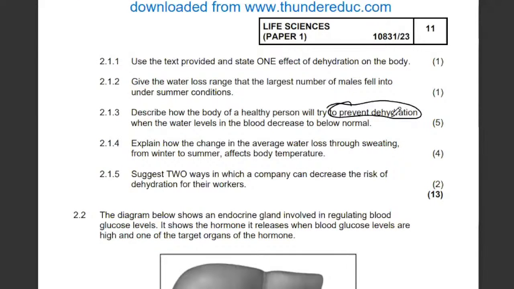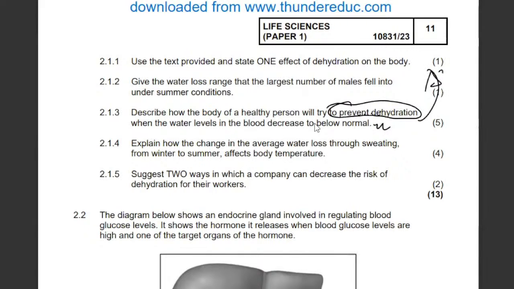To prevent dehydration. Describe how the body of a healthy person tries to prevent dehydration with water. Oh, sorry, no. It's not supposed to be thermoregulation. I was linking this to the upper question. If I was a student, I would have failed it. All right, so no, this is not the answer.